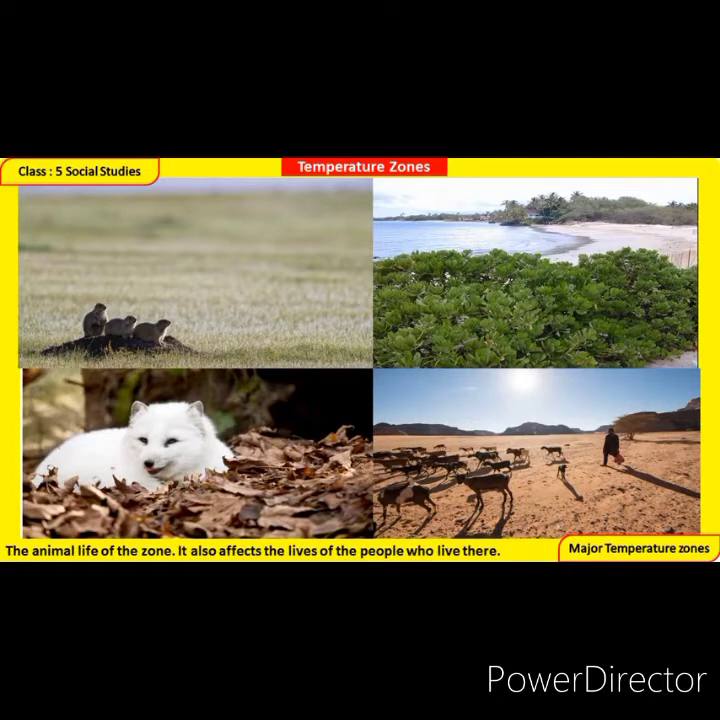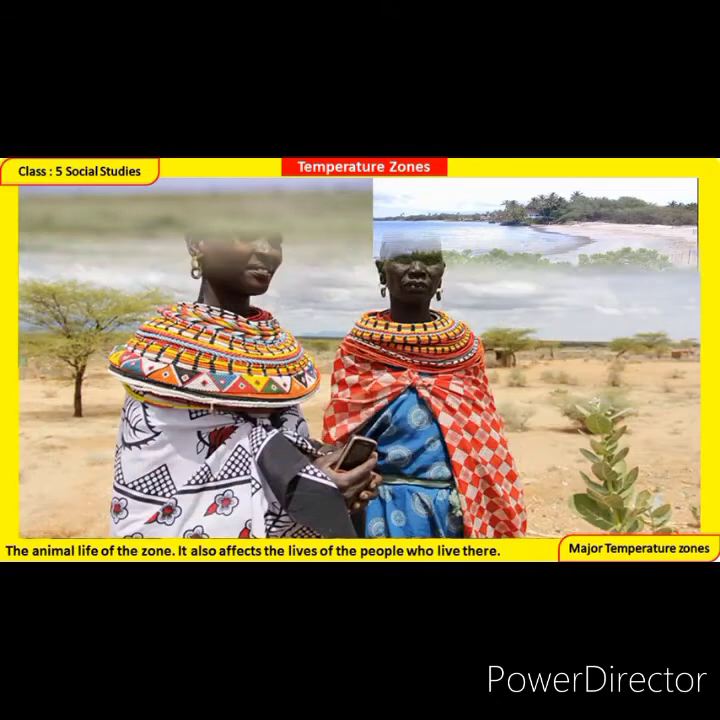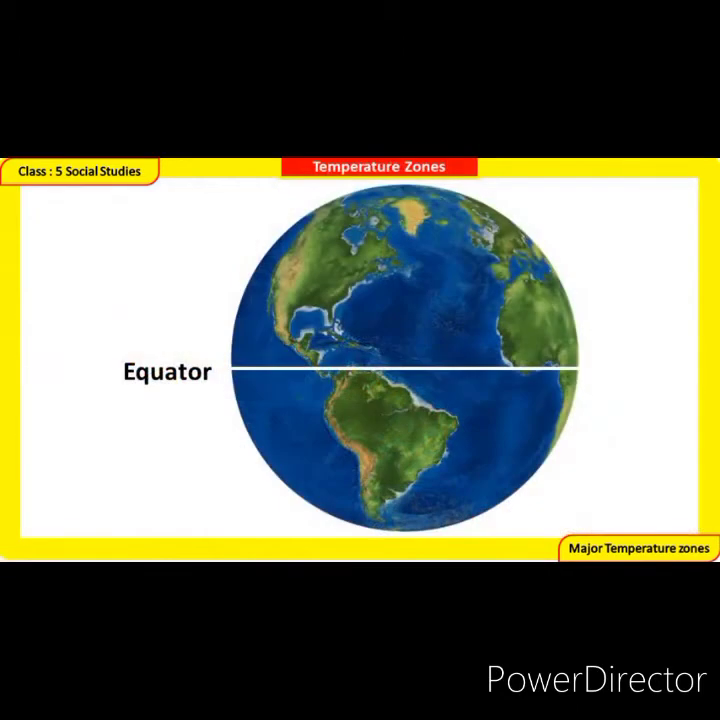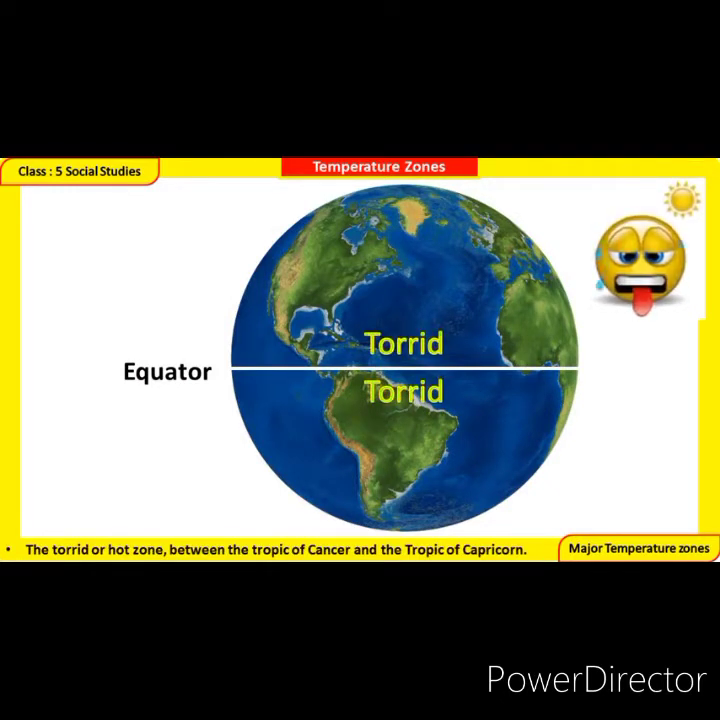Now the same temperature zones are found in the northern and the southern hemisphere. The climate and the temperature zones have an impact on the natural vegetation as well, children, the animal life of the zone. It also affects the lives of the people who live there.